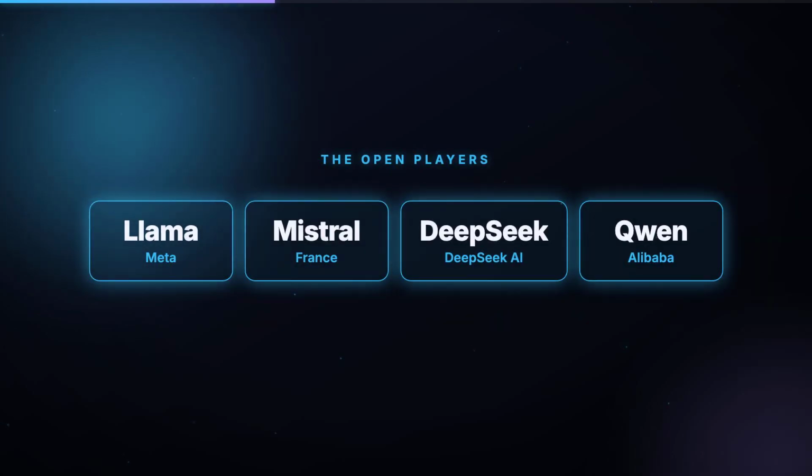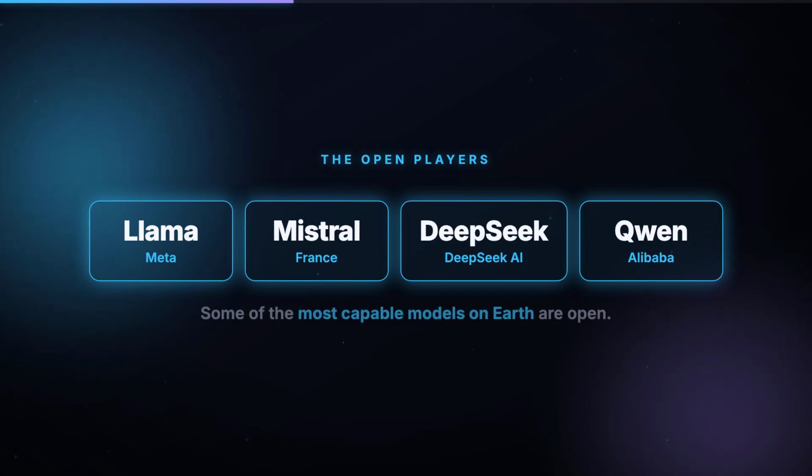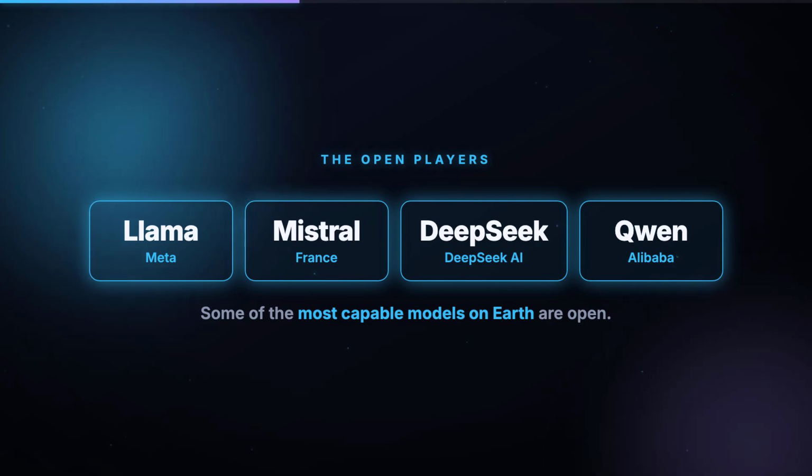And these are not toys. Some of the most capable models in the world are open. Meta's Llama, Mistral out of France, DeepSeek, and Alibaba's Qwen all publish their weights. Download any of them, and you are running the very same model that powers real products used by millions.